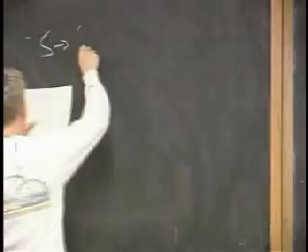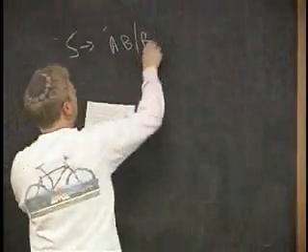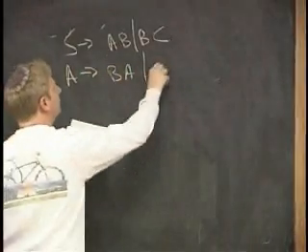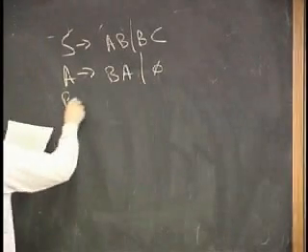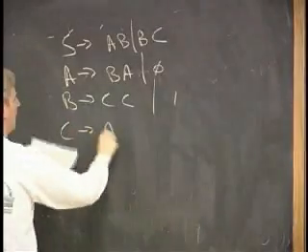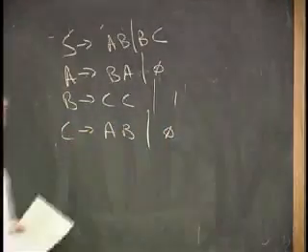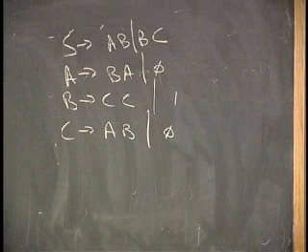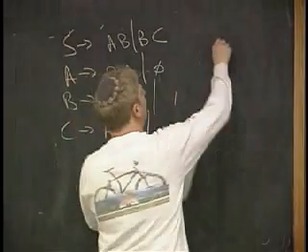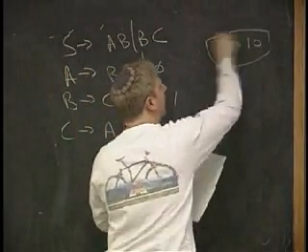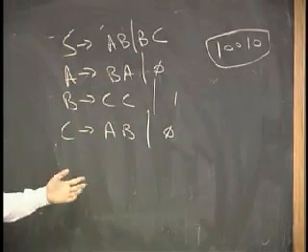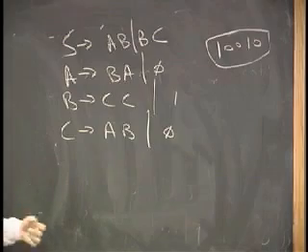Here's the grammar we're going to parse today. S goes to AB and BC. A goes to BA and 0. B goes to CC and 1. C goes to AB and 0. We're going to try to parse this grammar. Here's the string we're going to parse it for: 1, 0, 0, 1, 0. Can this string be generated by this grammar? Yes or no? Let's describe an algorithm that will answer that kind of question.